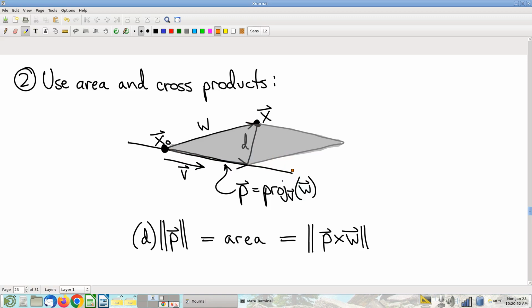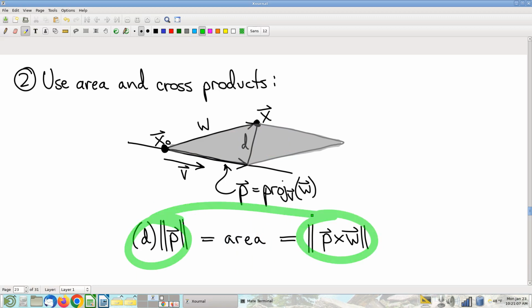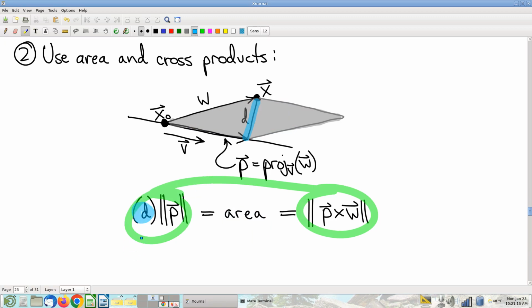Cool. Okay, so we've done two separate calculations. We've computed this area once as base times height, once as a clever fact about cross products. Therefore, these two calculations give the same answer, and therefore we have a handy formula for this distance d that came up in one of those calculations. It's a real slick move.